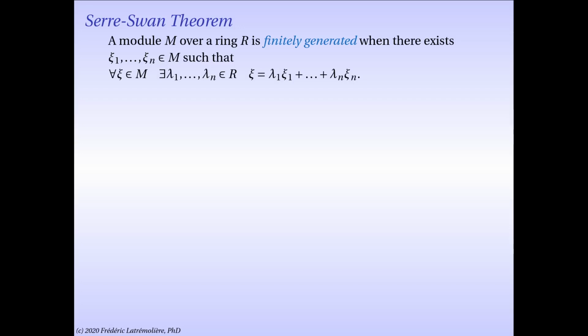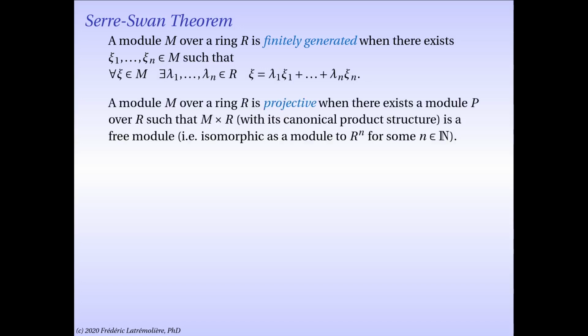Thus, a module is finitely generated when it is spanned as a module by a finite subset. Note, however, that unlike in the special case of modules over fields, which are then called vector spaces, there is no good notion of a basis for a module. Second, a module M over a ring R is projective when there exists a module P over the same ring R, such that M times P, equipped with its product module structure, is isomorphic as a module to a free module, that is, a module of the form R^n for some natural number n.